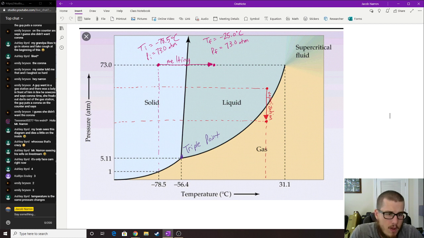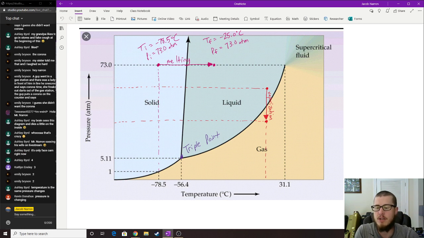Good answer. Yeah, temperature is going to stay constant. Pressure is what's changing. Because as you can see, on the pressure line, I start up here, and then my second dotted line is down here. So I'm decreasing the pressure. Good job, Kevin. Good morning. Glad to see you on here. So pressure is changing.